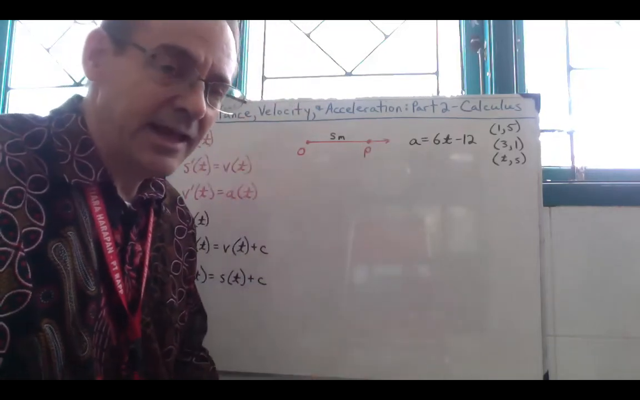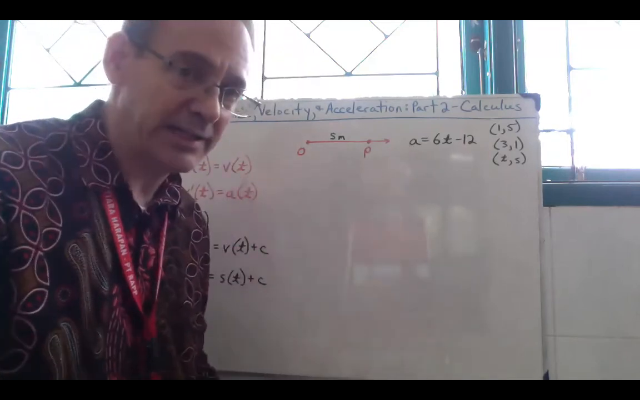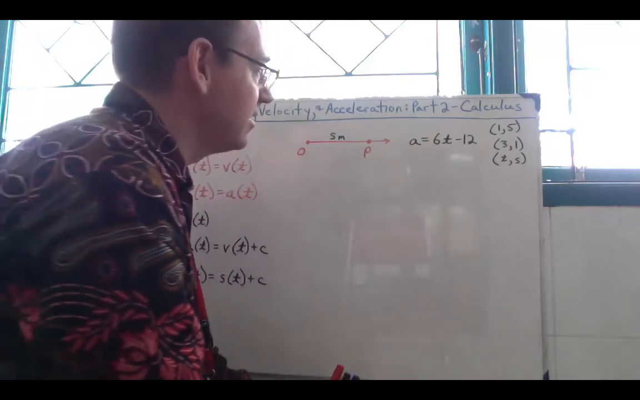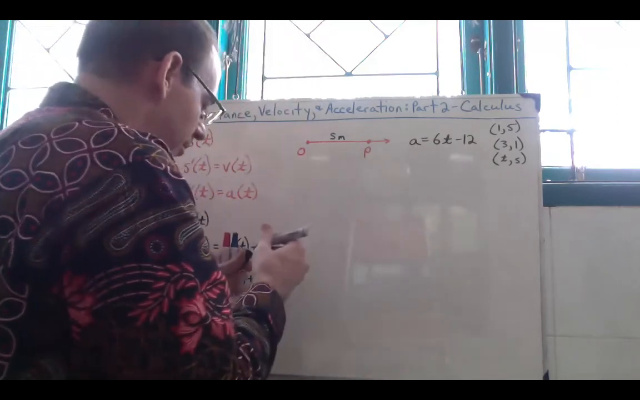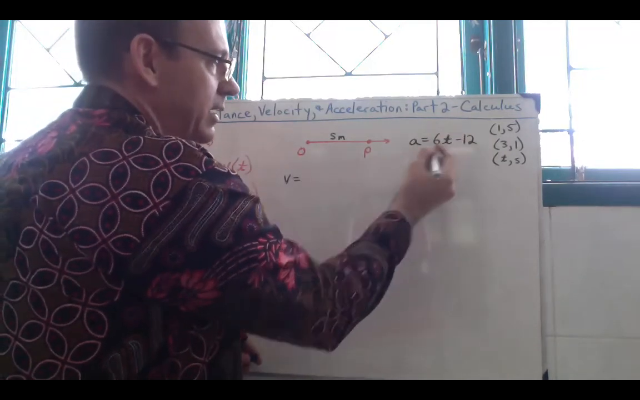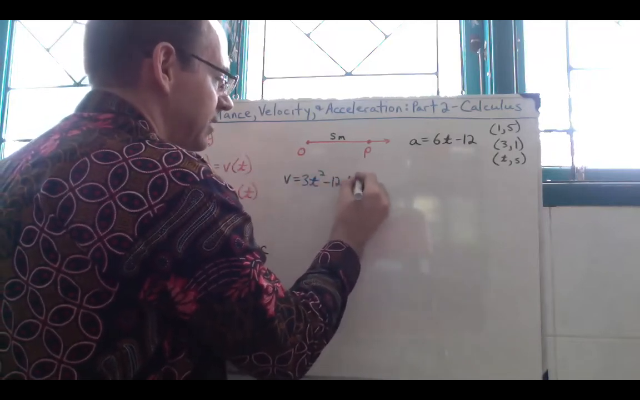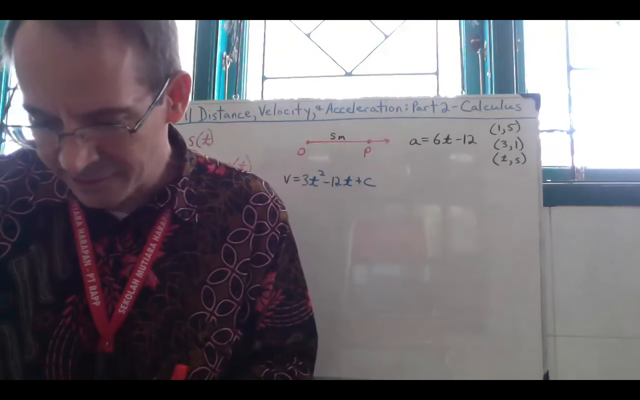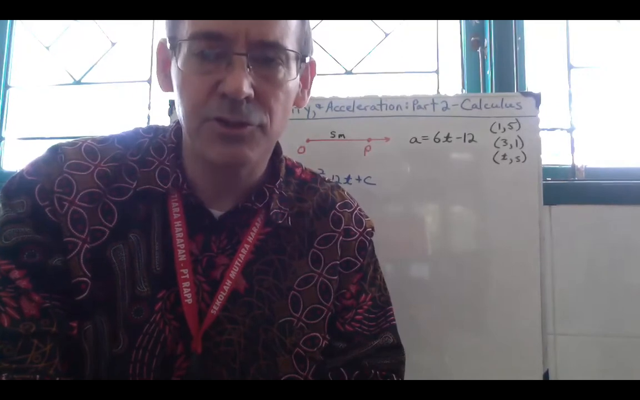Now we want to find and show the displacement formula. So we need to integrate twice. Integrate once to get velocity, integrate again to get the position function. So our velocity, when we integrate, we add 1 and divide, so 3t squared minus 12t plus c. Oh, we got to stop and think about this plus c here and come up with what do we do with that.